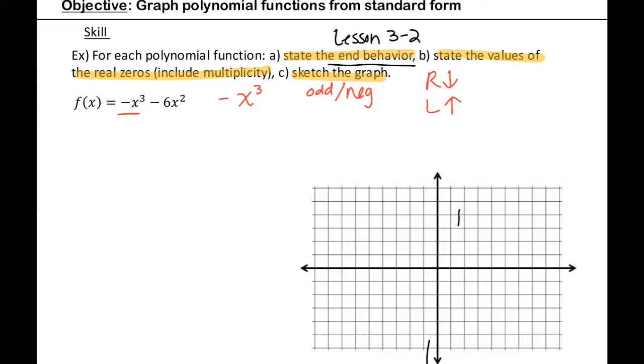So my end behavior, we're going to write it as: as x approaches positive infinity on the right side, y approaches down, that's negative infinity. And as x approaches negative infinity on the left, y approaches upwards, that's positive infinity. Okay, so that's what we did for lesson 3-2. That was the very beginning.